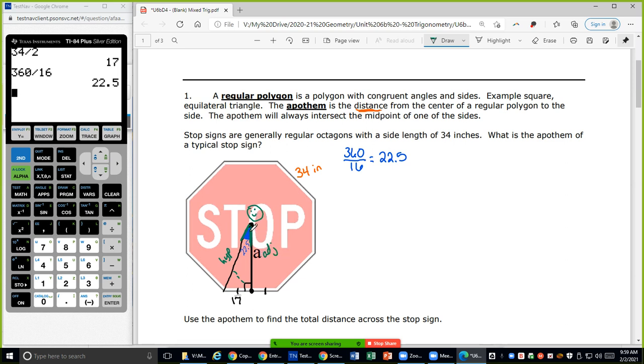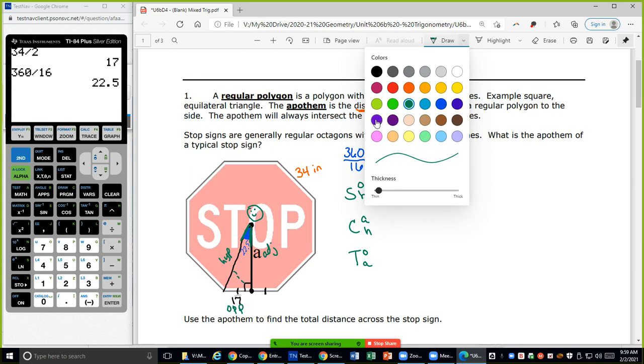And then across from that, remember this smiley face reaches for the remote on the opposite side of the room. So that's my opposite side. I'm going to compare this to SOH CAH TOA so that I can figure out which trig function I want to use.